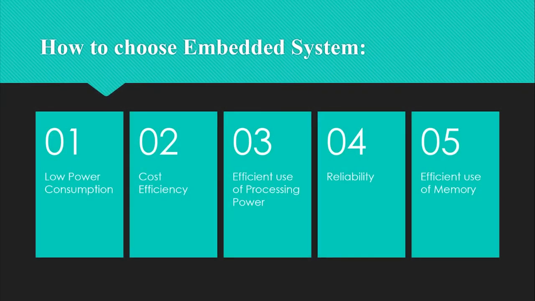So how to choose an embedded system? Some parameters define an embedded system, and we must know them before choosing one. An embedded system must be low power consuming. It must be cost efficient, with efficient use of processing power. It must be reliable. Efficient use of memory is the fifth point. And now my friend Tejas will highlight some other points.